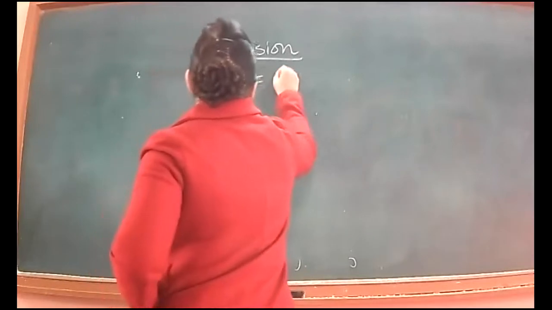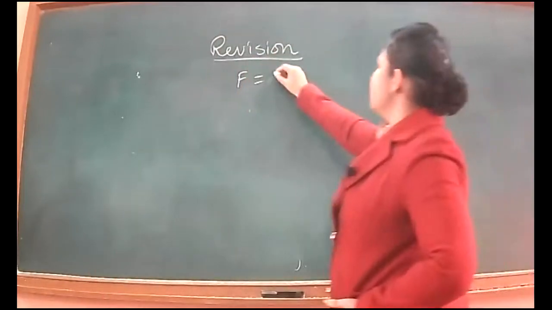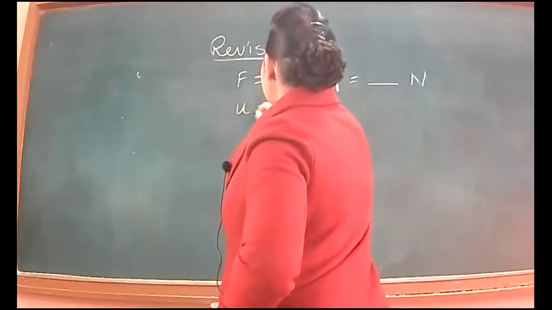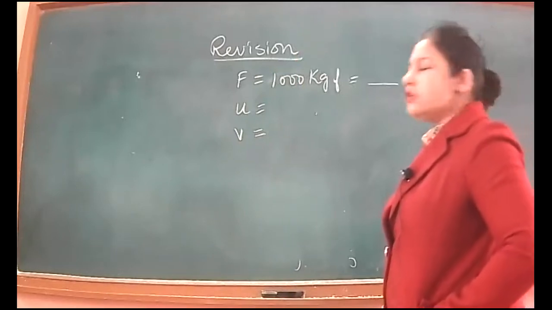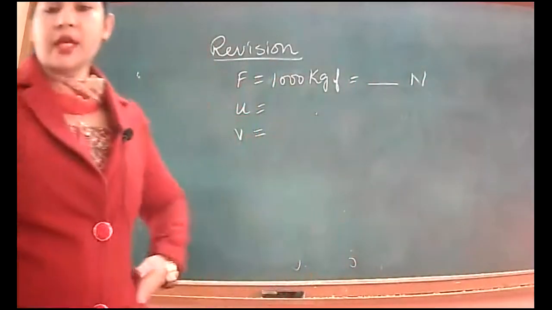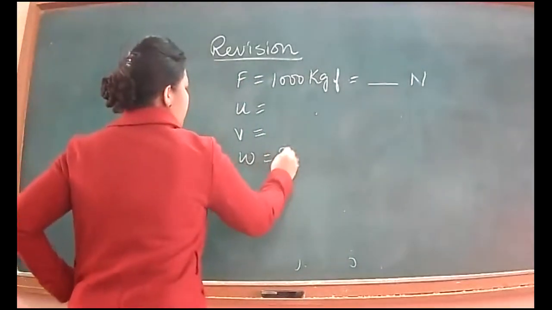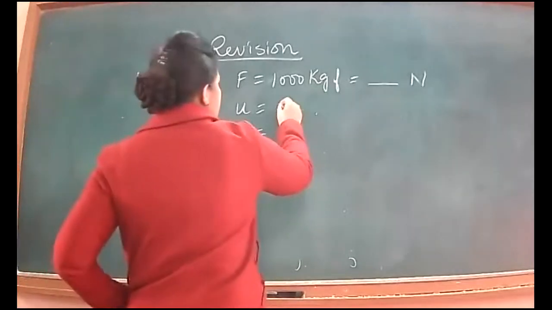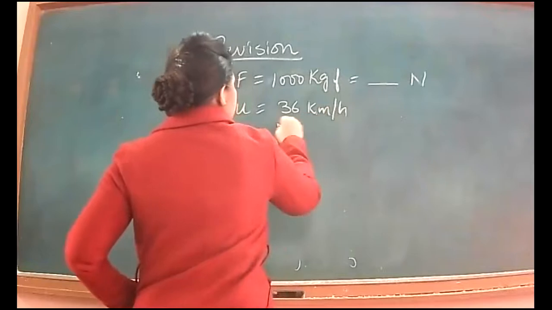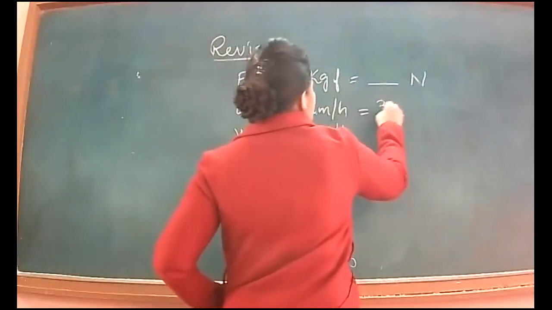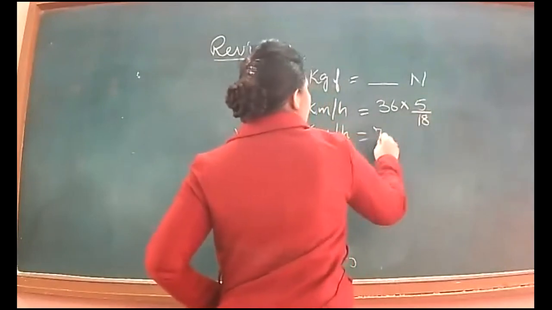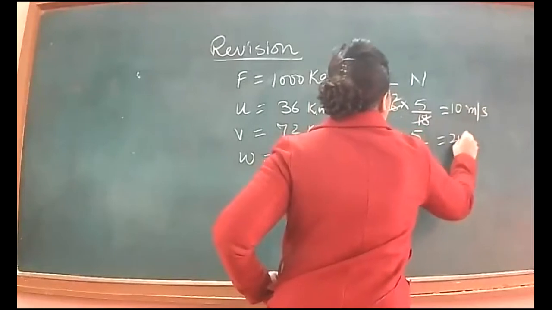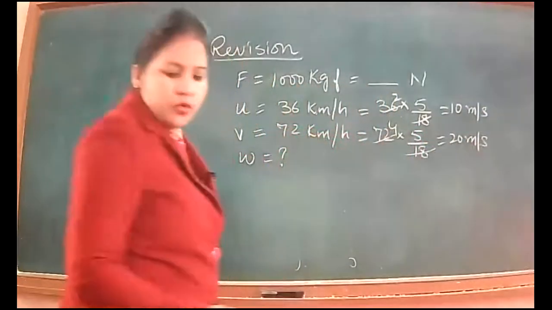Ma'am, I'm doing. Yes, so force is 1000 kg force. Convert it into newton. Okay, then initial velocity is given, final velocity is given. Then which formula will you use? Ma'am, I'm now converting the kilometer per hour into meter per second. Yes, so next step is to convert the velocity, 36 kilometer per hour and 72 kilometer per hour, into meter per second. 10 meter per second and 20 meter per second. Okay, so u and v are 10 and 20.